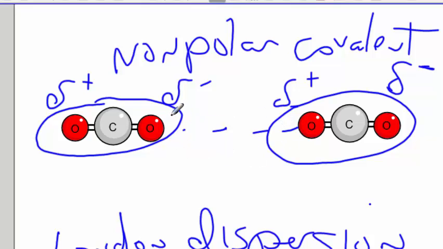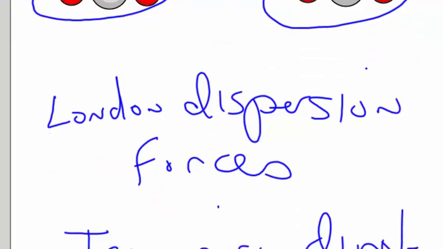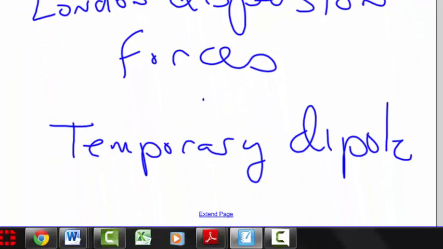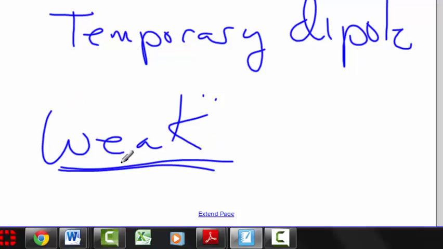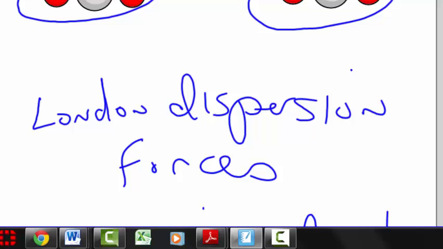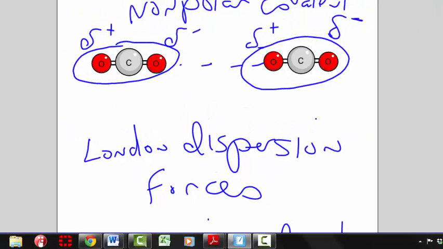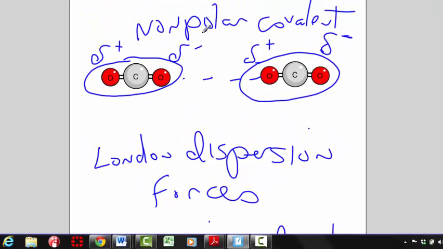This idea of these temporary dipoles. Dipole meaning one end is positive and one end is negative. Di means two, pole, like the North Pole and the South Pole. But very temporary, not permanent, and that's why these are weak. Very, very weak bonds. And this happens between nonpolar molecules.